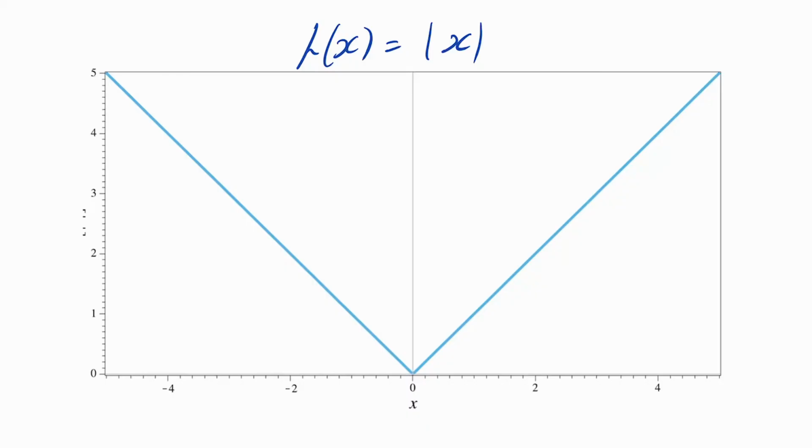For negative x, in this region here, the function produces minus the value of x. So the number minus 2 maps onto plus 2. And for positive x, it just returns x. So there's a very straightforward example of a piecewise function.